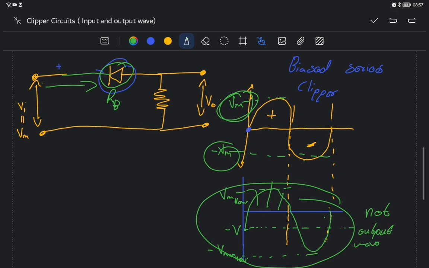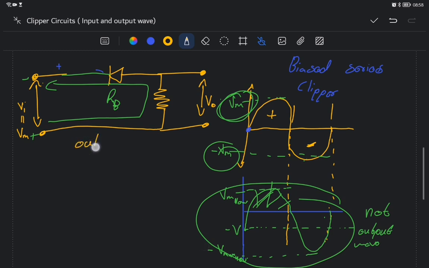Now we come back again and say for the negative cycle, where we know the polarities will be changed, therefore we'll have negative and a positive there, therefore current will be flowing in this direction. Will the diode be on? Yes, the diode will be on. So meaning that this whole part is clipped off, but the bottom part will appear as it is, right? So meaning that our output wave will be looking like this.